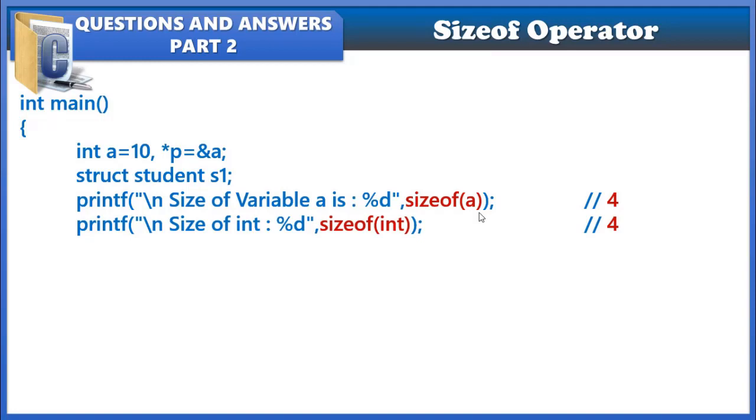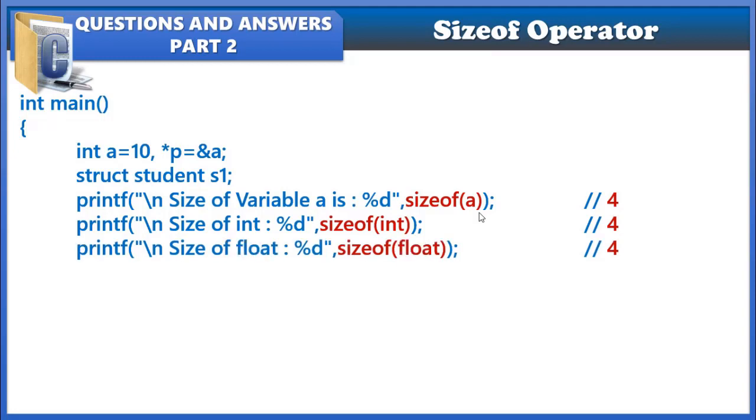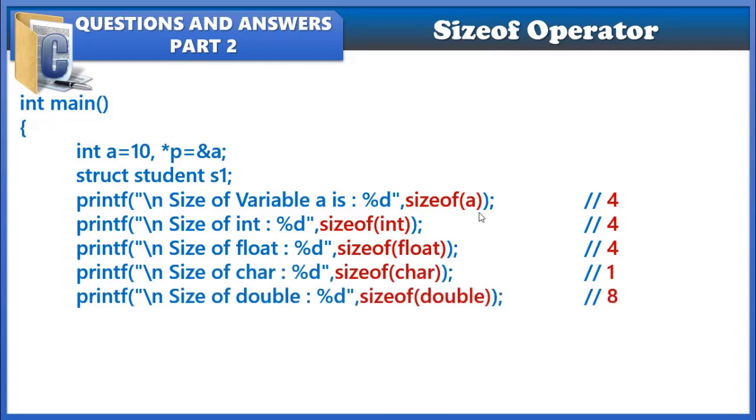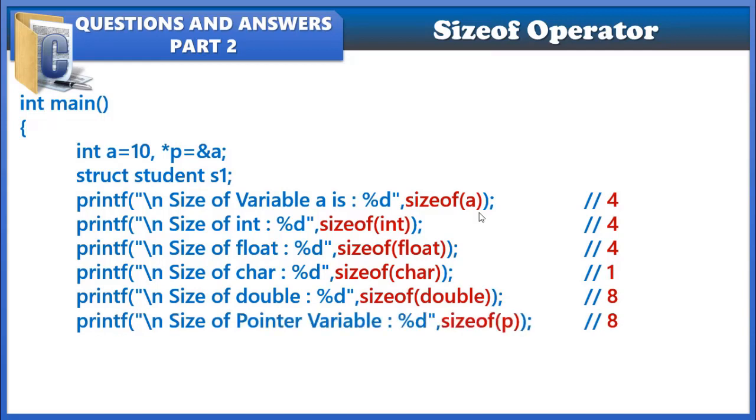So here we can see that we can use the sizeof operator with variables as well as with data types. So sizeof int will also display 4. Sizeof float will display 4 as well. Sizeof char will display 1. Sizeof double will display 8. Sizeof pointer variable will display 8 because a pointer holds an address and addresses are of type hexadecimal. So sizeof pointer variable will display 8.